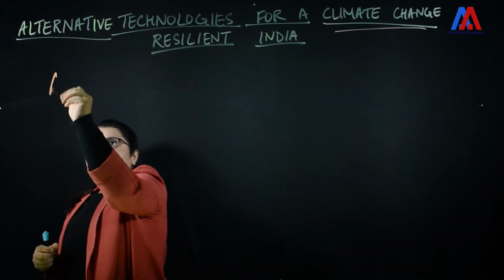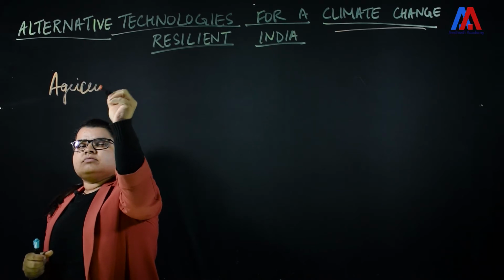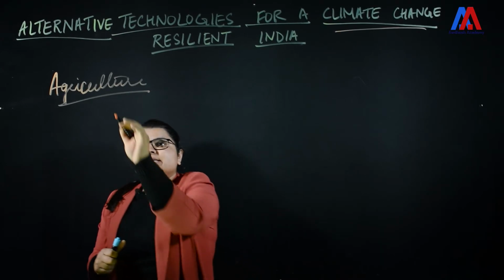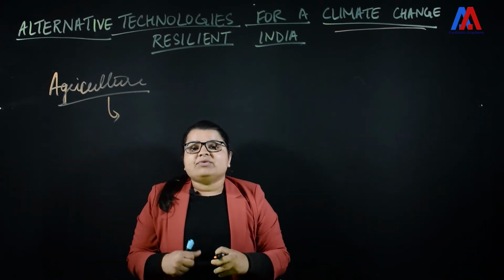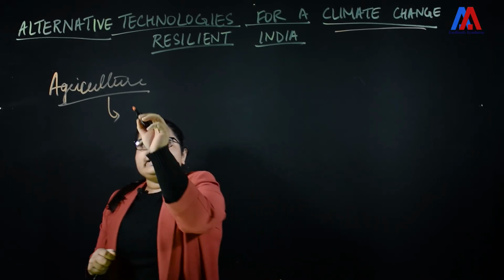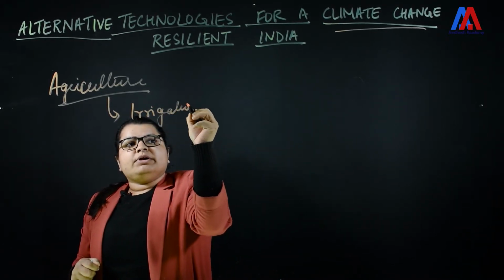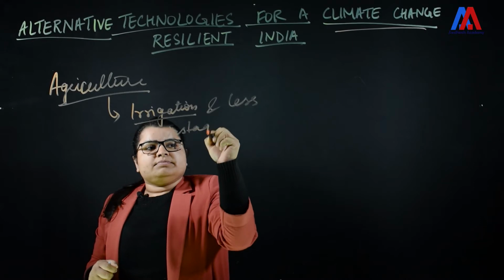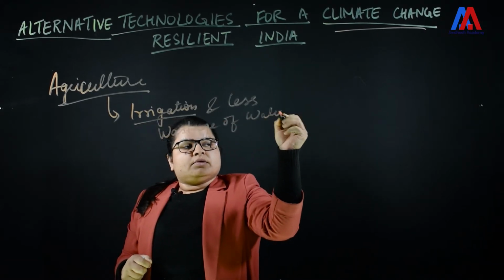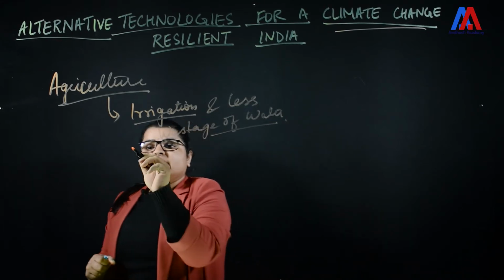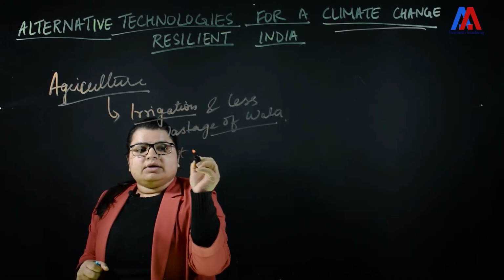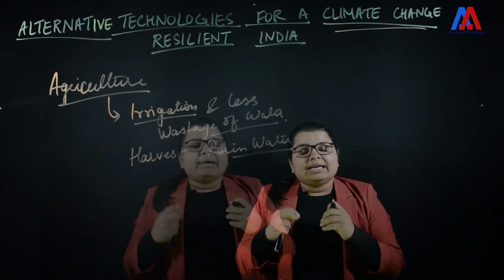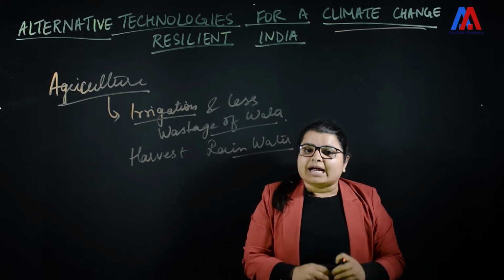Now let's talk about agriculture. The main problem of agriculture is irrigation, because in India we rely more on monsoons. So we can have proper irrigation and less wastage of water for irrigation if we harvest rainwater and indulge in less resource-intensive farming practices.